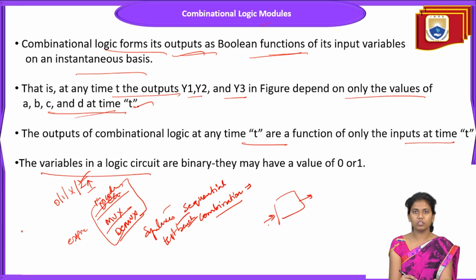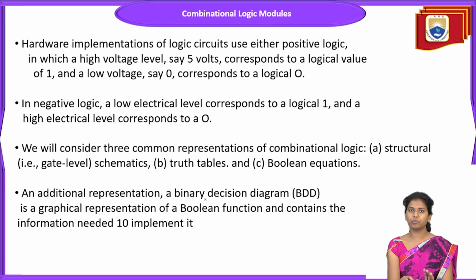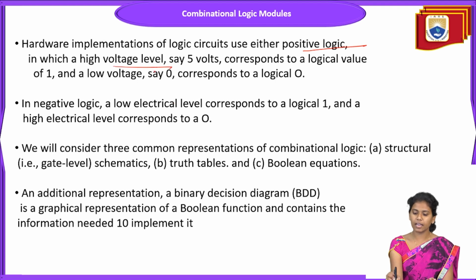So the variables in the logic circuits are binary. They may have 0 or 1. The main point to remember is that whether you consider combinational circuits or sequential circuits, the values will be binary numbers 0 or 1. The hardware implementation of logic circuits is either positive logic, with logic 1 as high voltage level, say 5 volts, and low corresponding to logic 0.